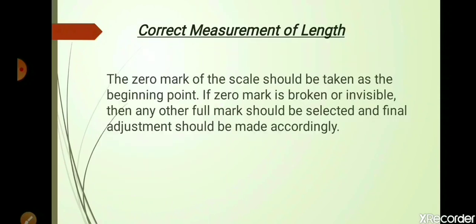Next is that the zero mark of the scale should be taken as the beginning point. Whenever we try to measure something, the measurement has to start with the zero mark on the scale. And in case the scale is broken or the zero mark is not visible, then we can take a full mark as the beginning point, and the final adjustment has to be made according to the selection of the beginning point.